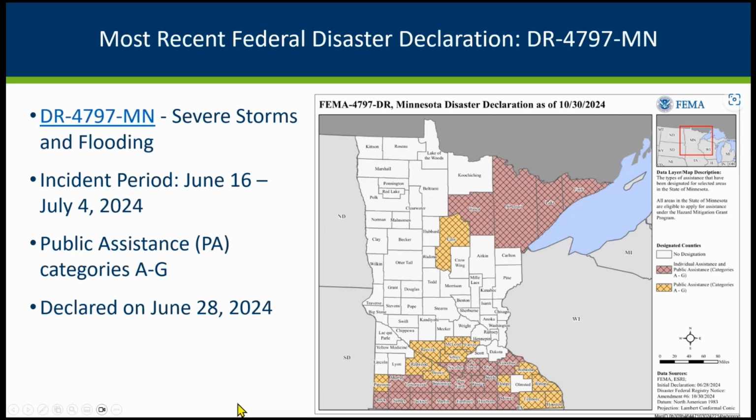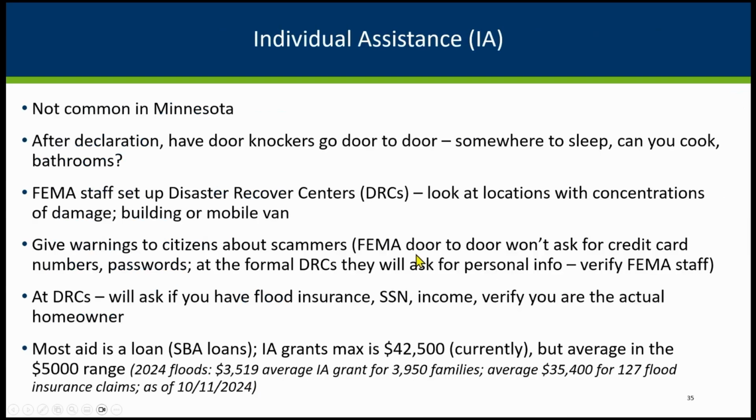The more recent flood was a bigger one in that we actually had public assistance and individual assistance. So the counties that are kind of this pinkish, they have both individual assistance and public assistance declarations. And then there are a few other counties that just had public assistance declarations. And that's not very common in Minnesota to have individual assistance.